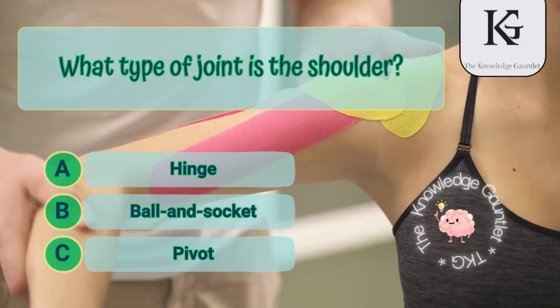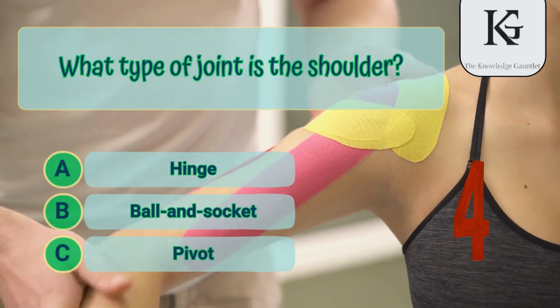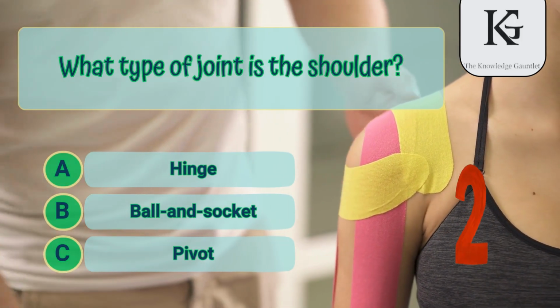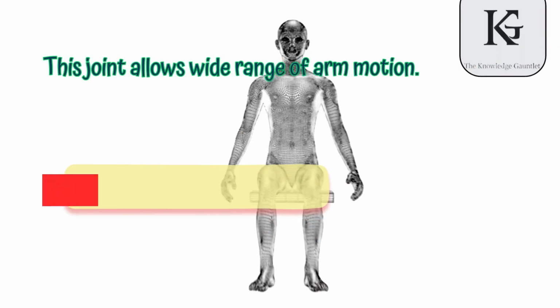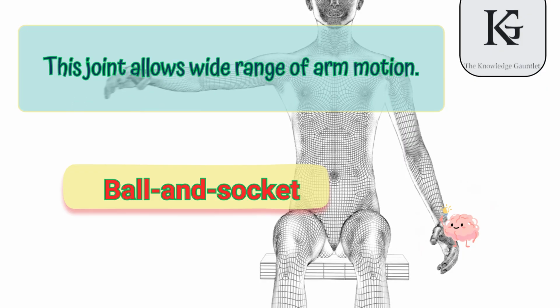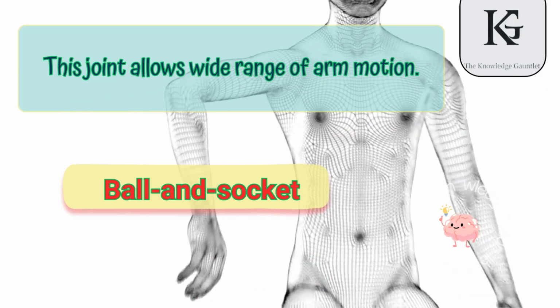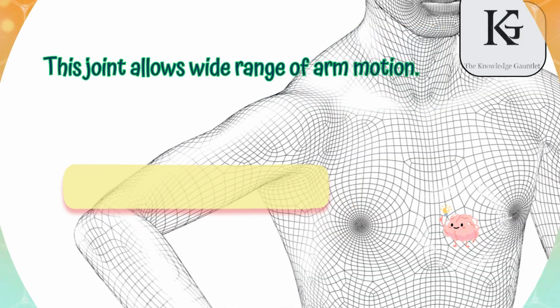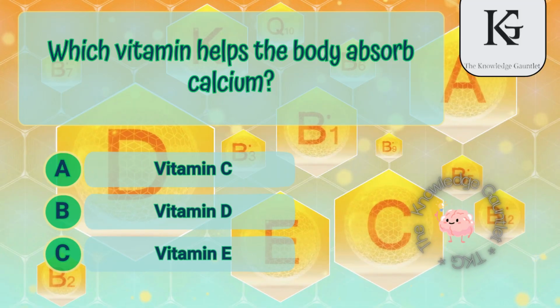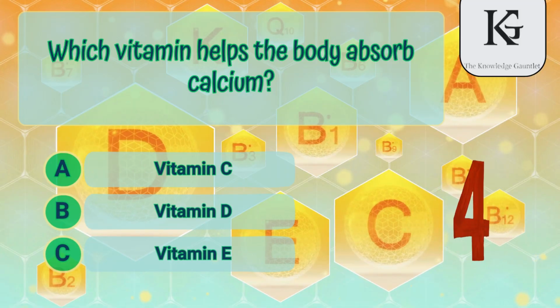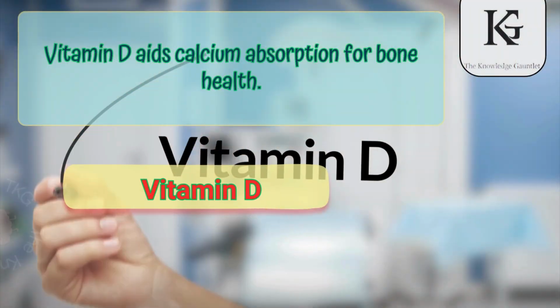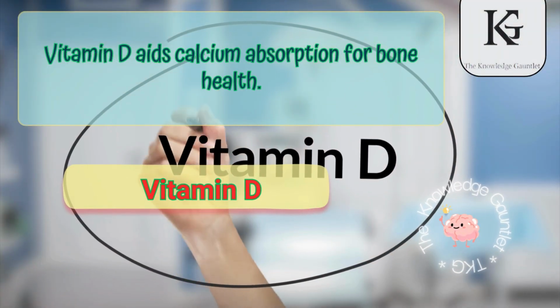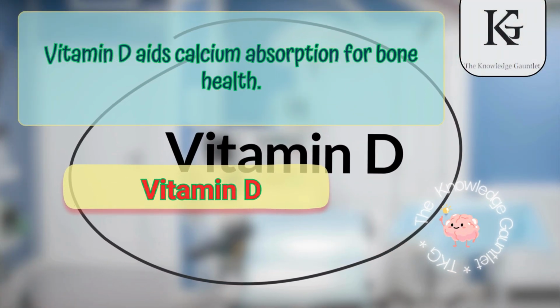What type of joint is the shoulder? Answer, ball and socket. This joint allows a wide range of arm motion. Which vitamin helps the body absorb calcium? Answer, vitamin D aids calcium absorption for bone health.